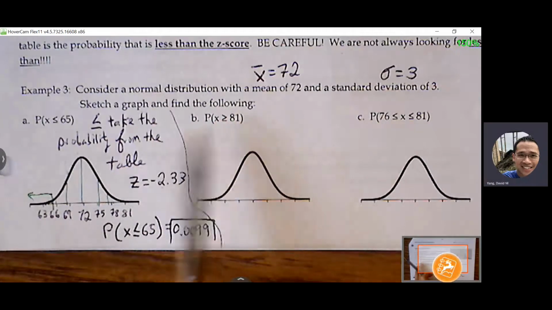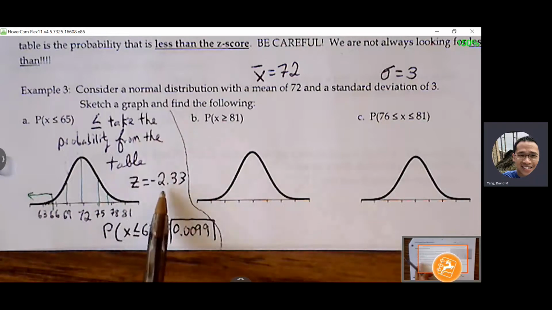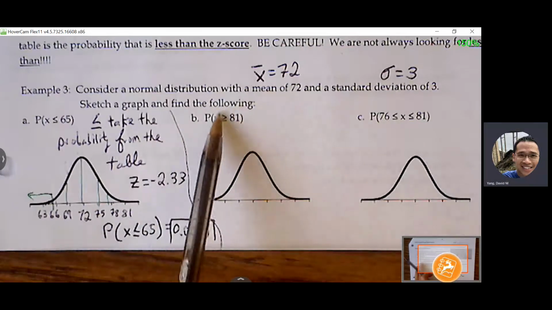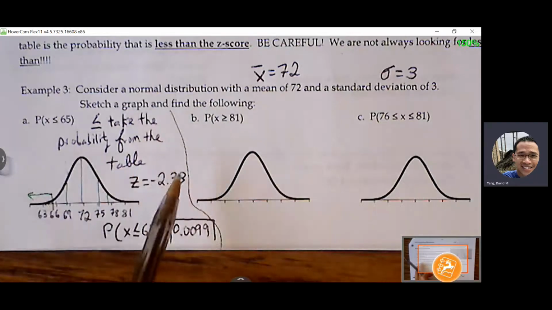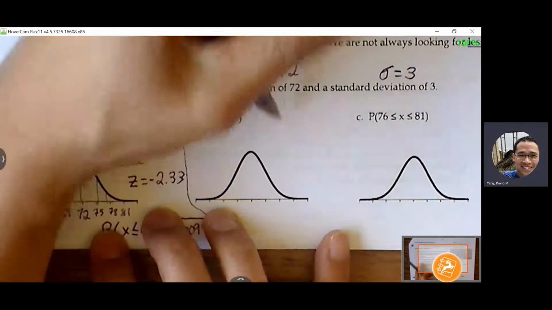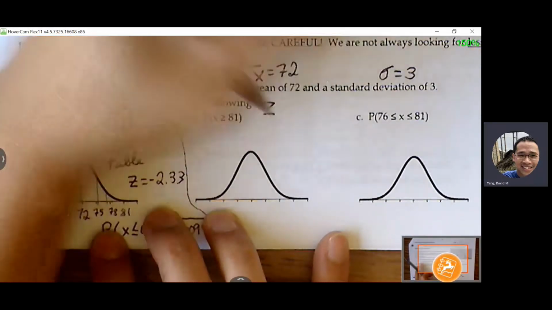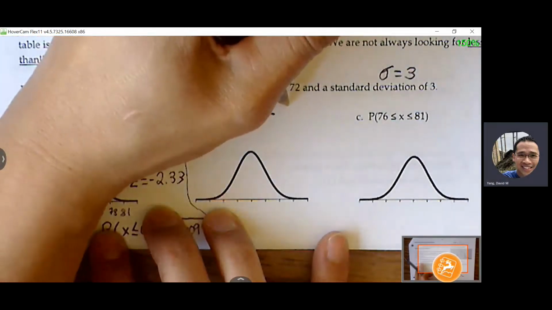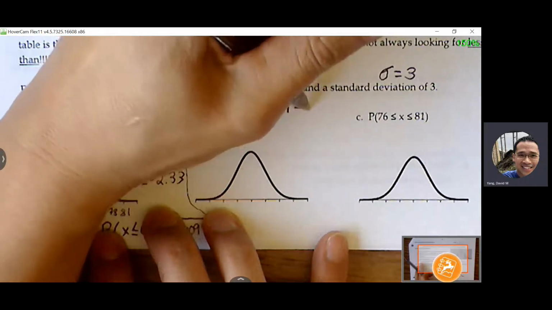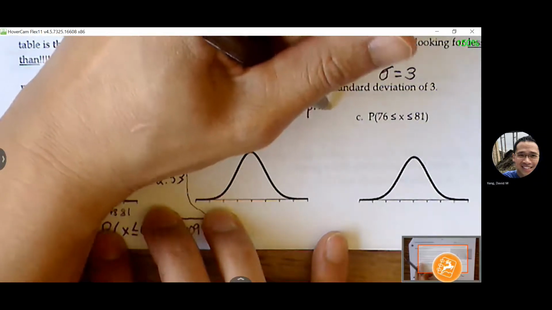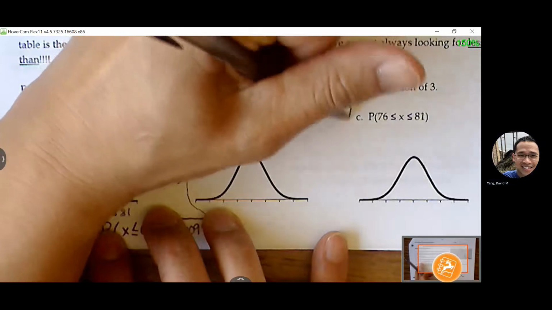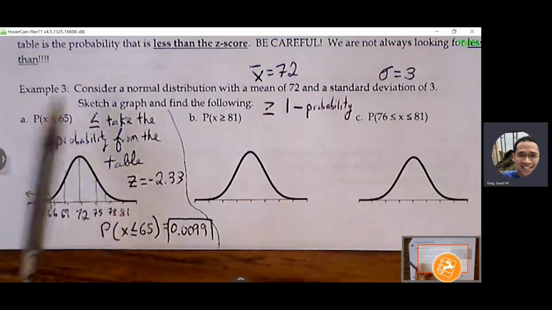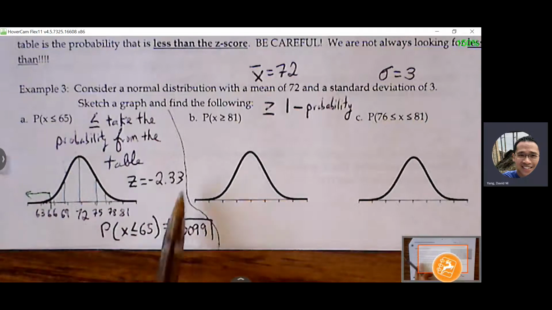We're still going to find the z-score. We're still going to be able to go through the chart, but we have to make some adjustment because the z-score on the table is only giving us less than. If we want to do greater than, we got to make some adjustments. So if you see greater than or equal to, it's always going to be 1 minus the probability. So for instance, if it was greater than 65, I can't rely on that 0.0099. I got to do 1 minus 0.0099.